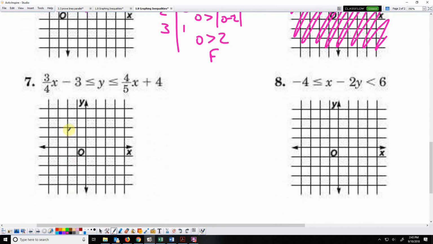Number 7, we have a compound inequality. So what we actually have is a line here that we need to graph, and then we'll have to graph another one. So this one has a y-intercept of negative 3, and a slope of 3/4, up 3 over 4. And it's underlined, so that is solid.